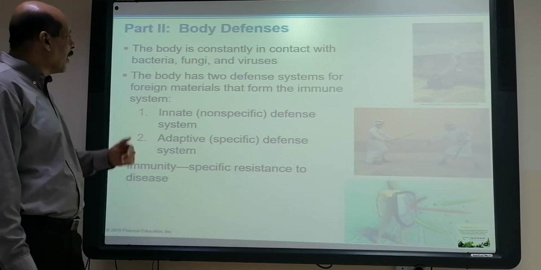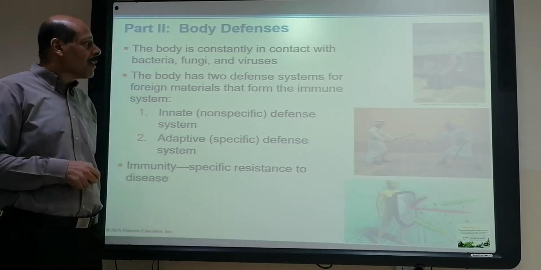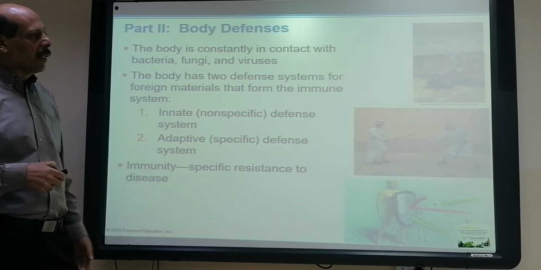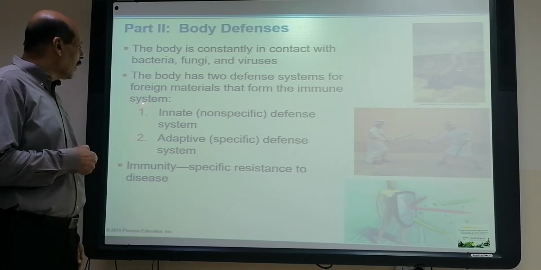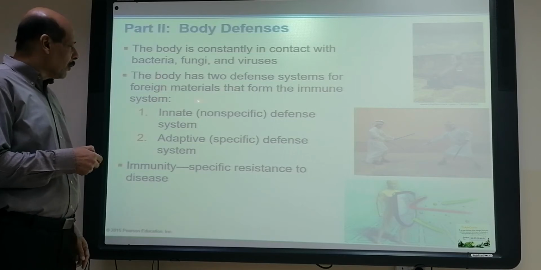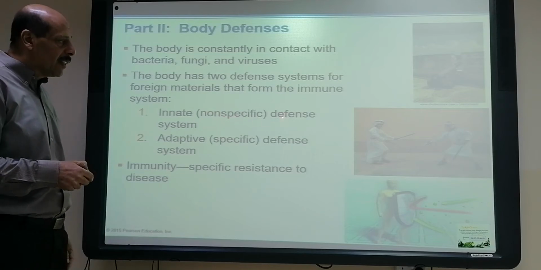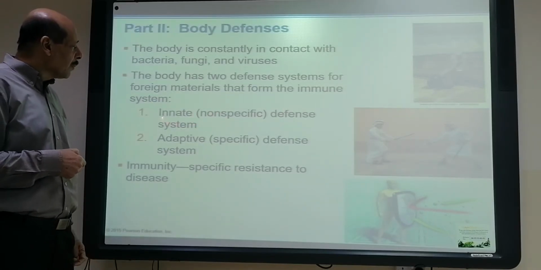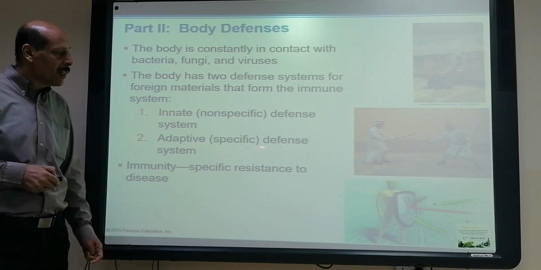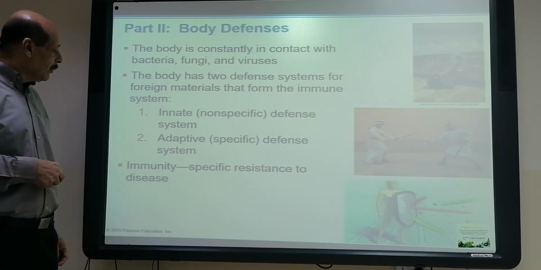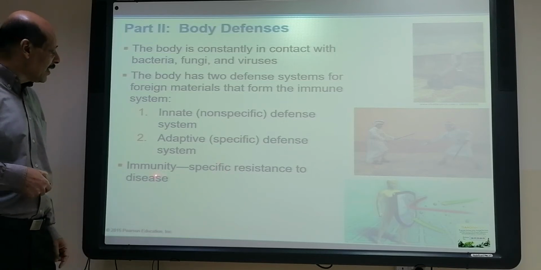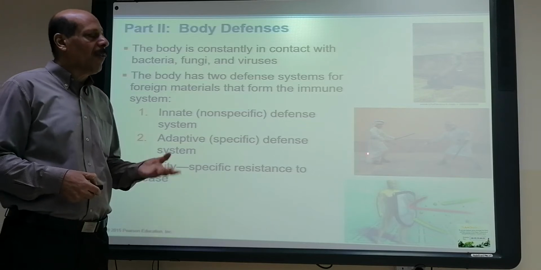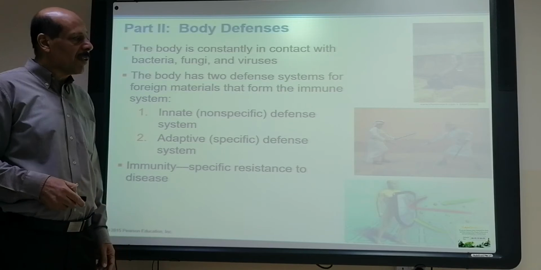So the body is constantly in contact with bacteria, fungus, and virus. The body has two defense systems for fighting those viruses and bacteria. It is divided into two types: the innate or non-specific defense mechanism. So we have a system which is called the non-specific defense mechanism or immune system, which is the innate one. The second one is the adaptive specific defense mechanism. And immunity is the specific resistance to a disease. So our body is always in a battle, we are fighting to prevent the microorganisms from causing disease and invading our body.